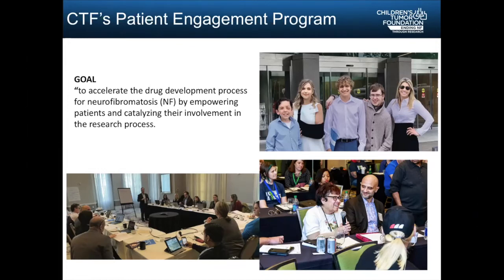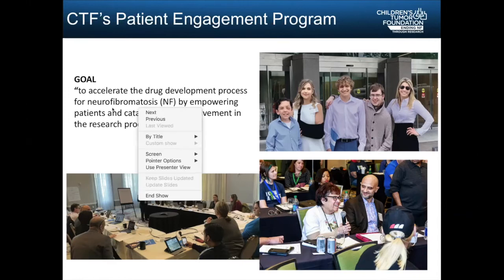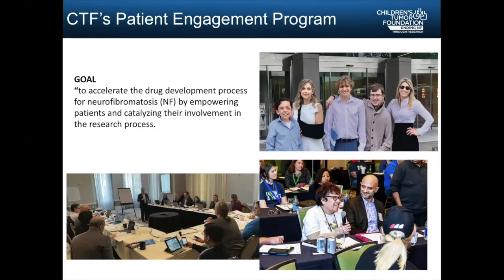As promised earlier, I would like to share with you a bit more about the CTF's patient engagement program. Like I said, the focus of patient-focused drug development is really to incorporate the voice of the patients to help accelerate drug development for NF. And the way we're doing that is by empowering patients and catalyzing their involvement in the research that we're involved with.